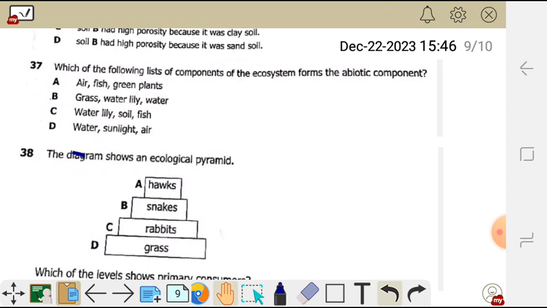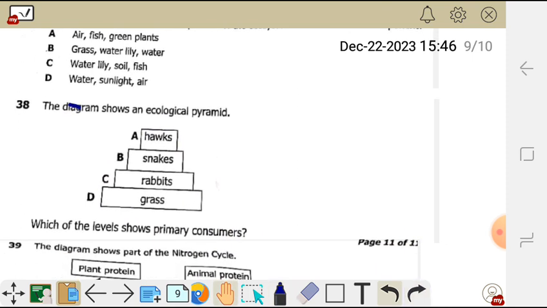And then question 38. The diagram shows an ecological pyramid. So this pyramid here. And then from there, they are asking which of the levels shows primary consumers. So the primary consumers are rabbits. Okay, so grass forms its own food. They don't consume food produced by other organisms, but they form their own food by the process called photosynthesis. Now that food which has been produced by the plants is consumed by the first class of consumers. That is the rabbits. They feed on grass. So the correct answer there is C.